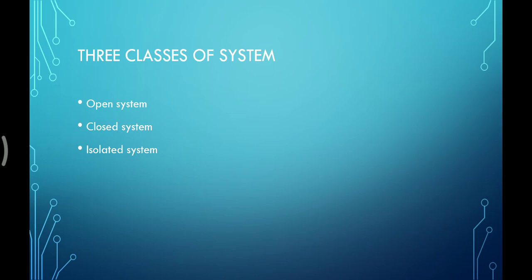And next we discuss the classes of system. There are 3 types of classes of system: open system, closed system and isolated system. Coming to the open system, this system can exchange matter and energy with the surrounding.